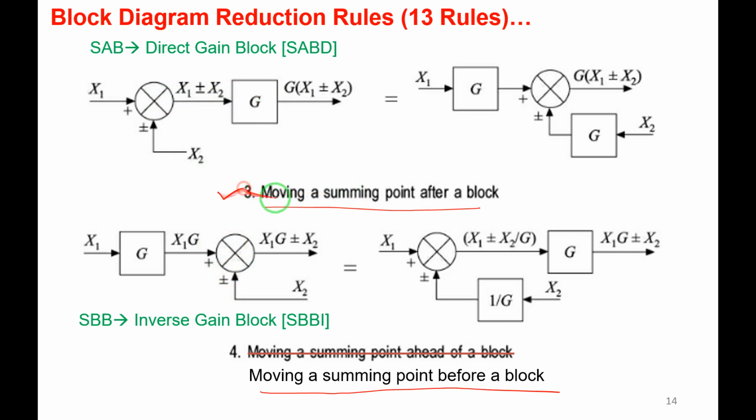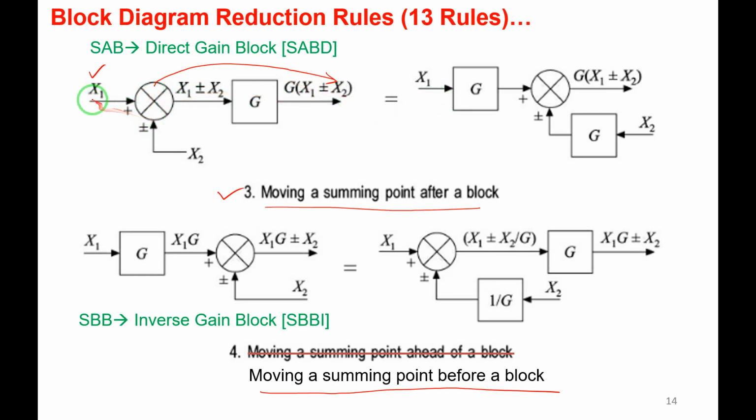We will see rule number 3, moving a summing point after a block. The summing point is here and the block is here. I want to shift this summing point after the block like this. So this rule tells moving a summing point after a block, but without affecting the functionality, right? Whatever input I give, I should get the same output. The input is x1 and the output is G into x1 plus or minus x2. I have to get the same even if I shift. That we will take care of later. Just observe here.